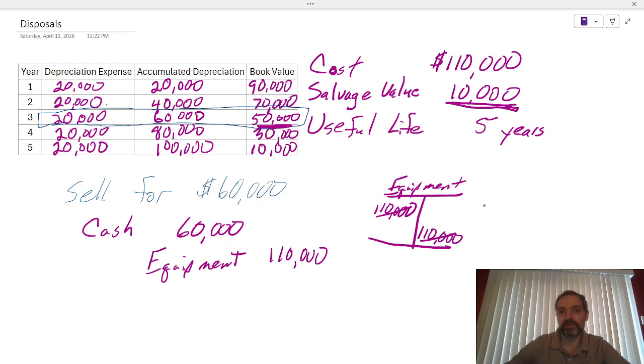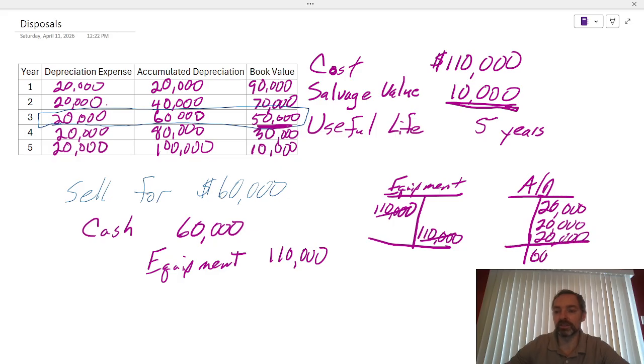We also have to get rid of anything associated with the equipment, which includes the accumulated depreciation associated with that equipment. Right now, what we have in there, we put $20,000 in the accumulated depreciation each year. So each year we credited accumulated depreciation $20,000 for 3 years, and that means we have $60,000 sitting in the account. Let's debit the accumulated depreciation to get rid of it. So we will debit accumulated depreciation $60,000.